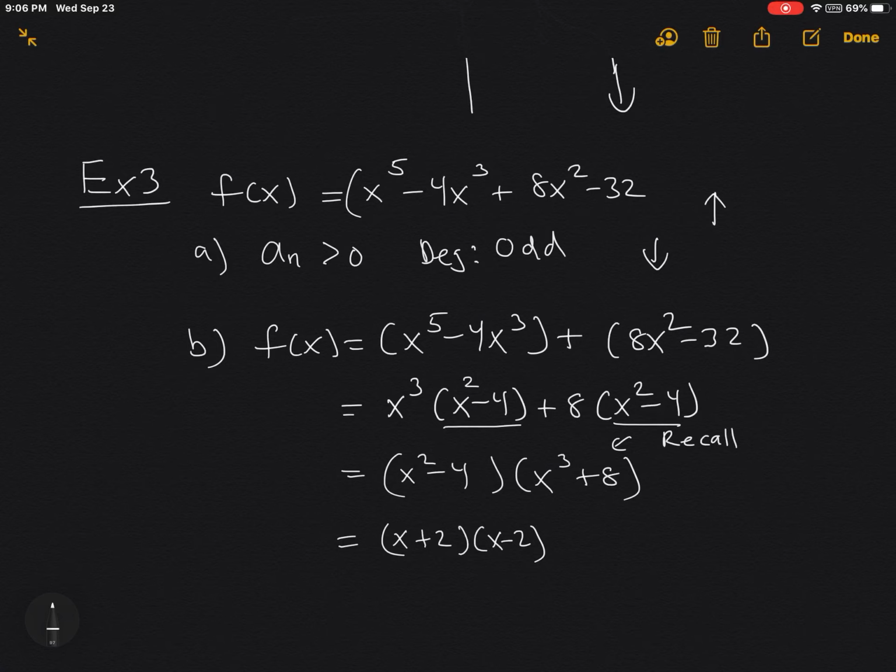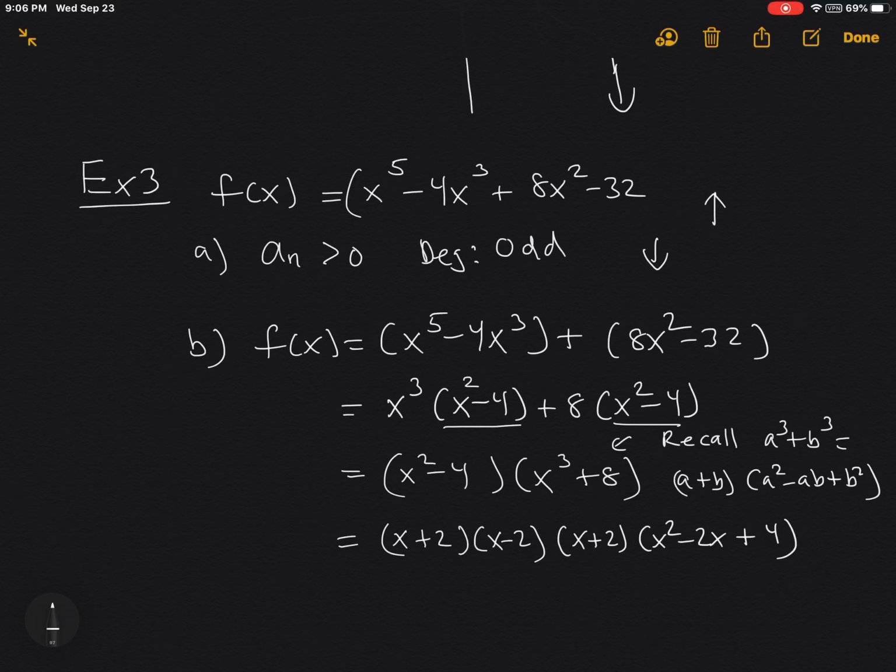This is your sum of two cubes pattern. If you don't recall it, I'm going to give you the formula right here. A cubed plus b cubed, if you factor it, is a plus b times a squared minus ab plus b squared. You could look that up anywhere, but that's how you factor x cubed plus 8. So if my a in this case is x and my b is 2, I'm going to write x plus 2 times x squared minus 2x plus, and then b squared, 2 squared, which is 4.